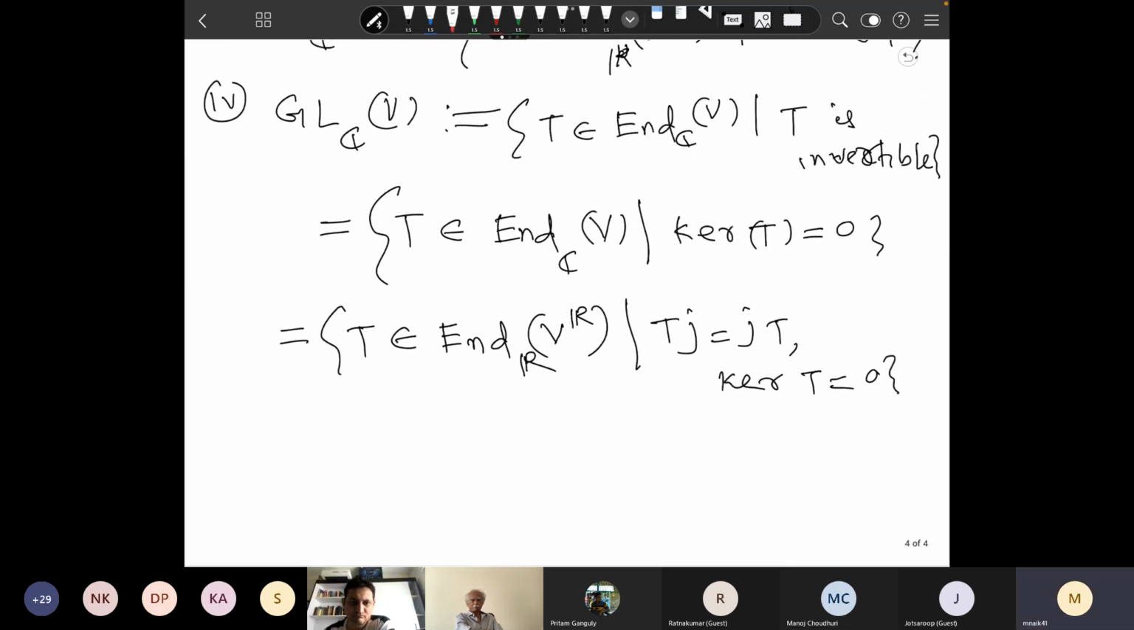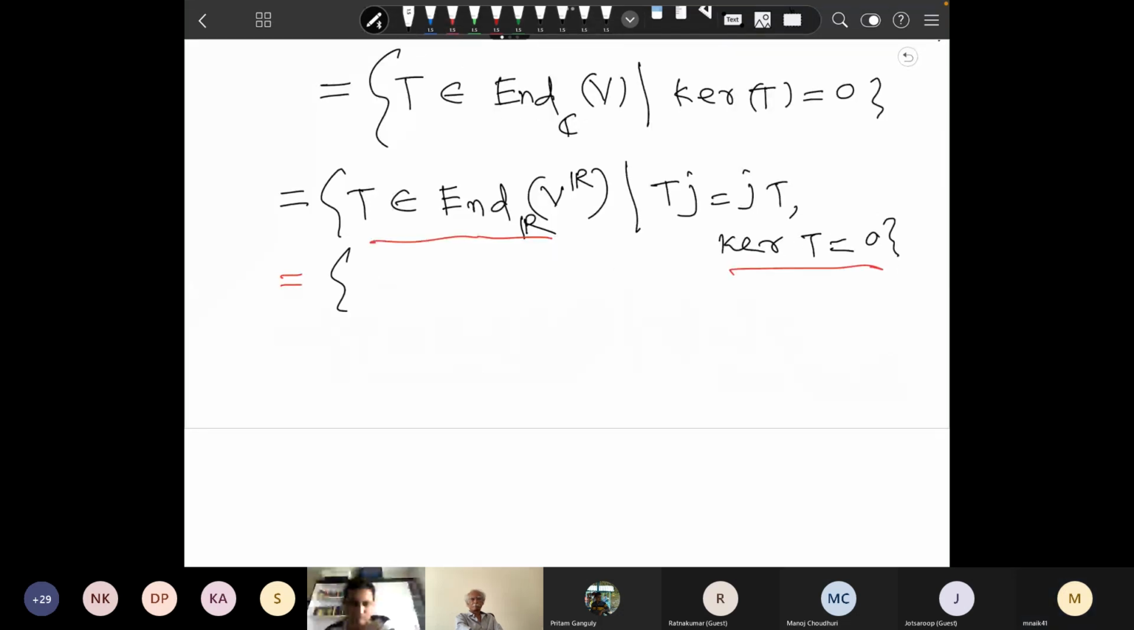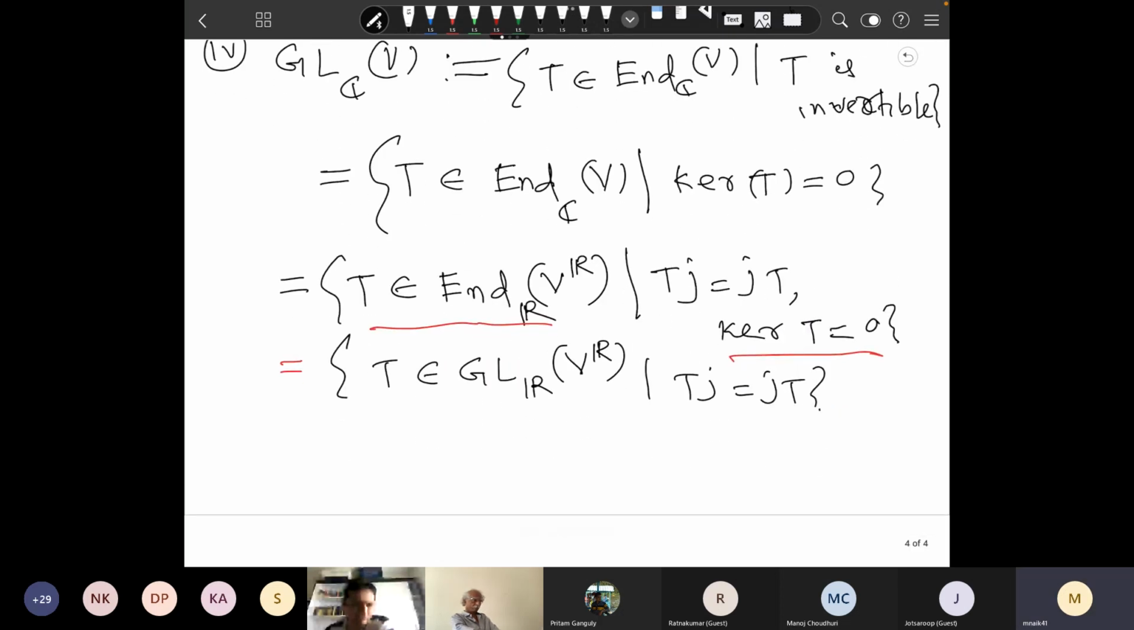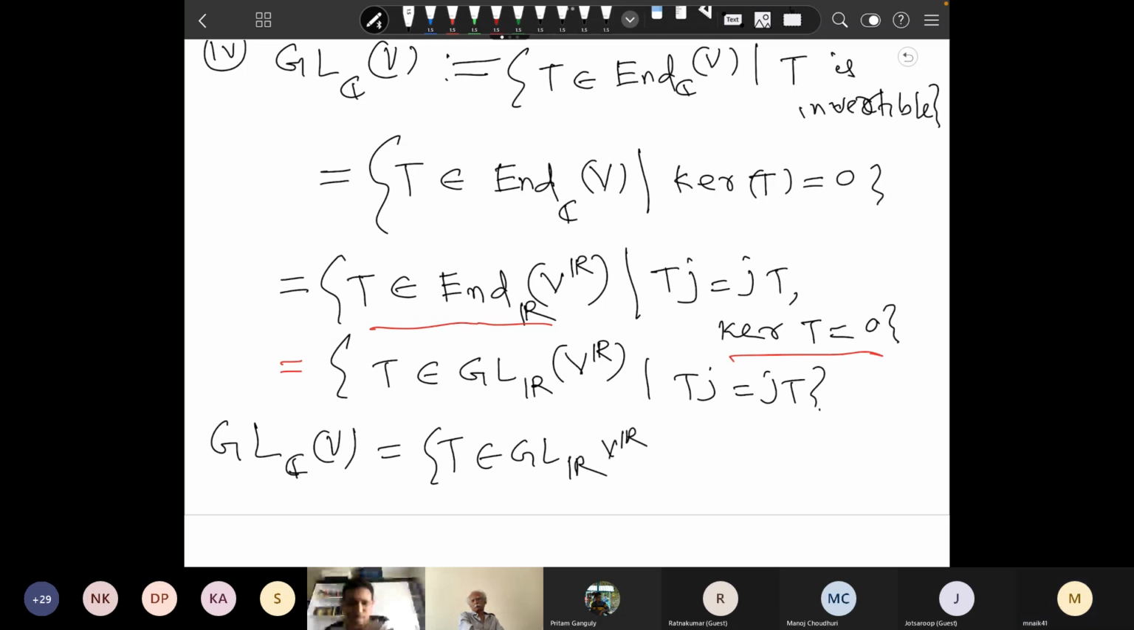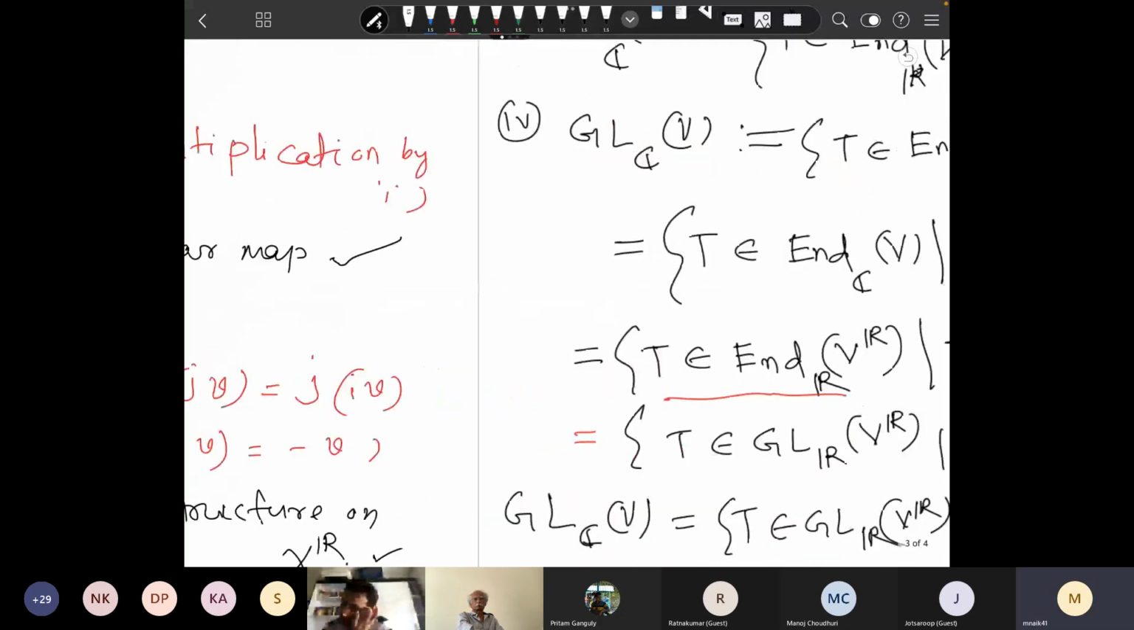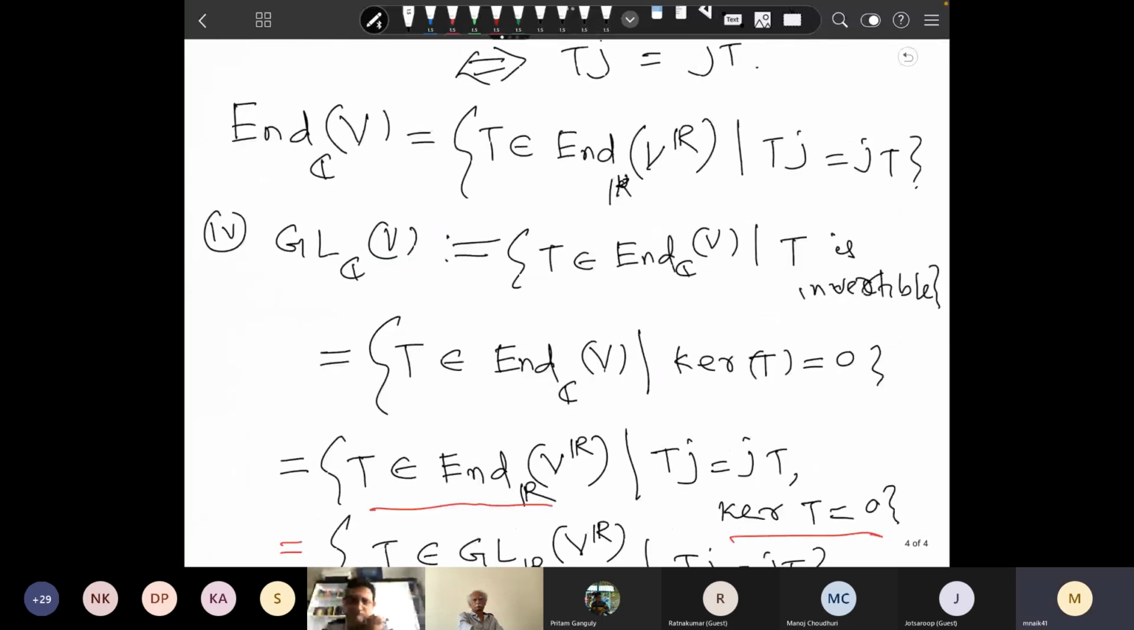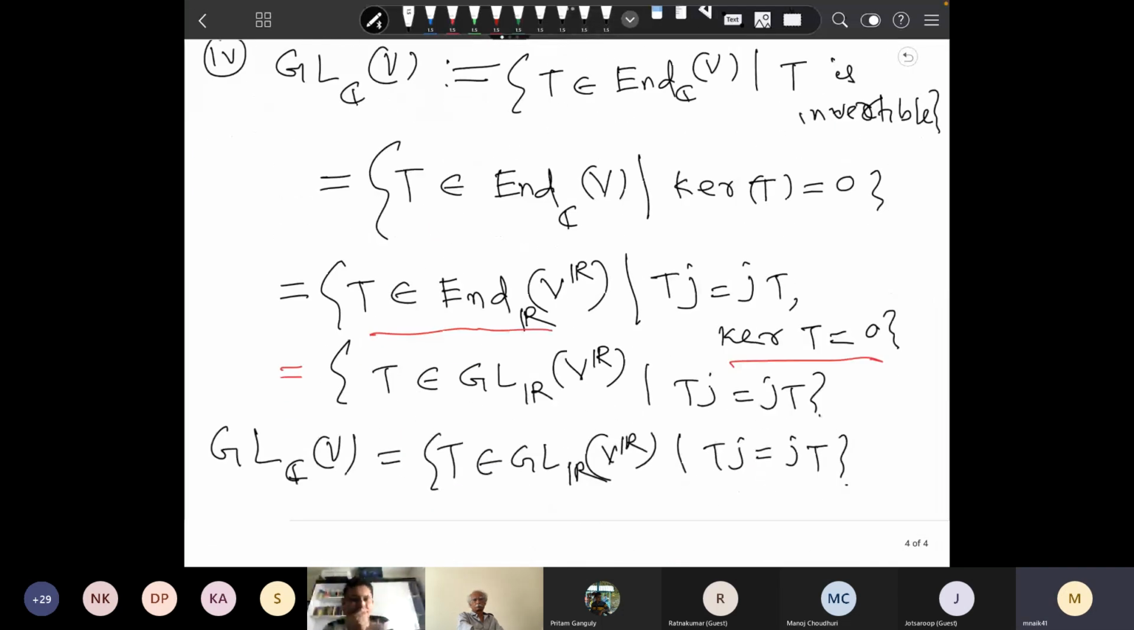Now, look at these two things. That will imply T belongs to GL_R(V_R) so that TJ is equal to JT. So I will get here GL_C(V) is equal to the set of T belonging to GL_R(V_R) such that TJ is equal to JT. So in conclusion, is it clear? Is it clear, Jyoti?